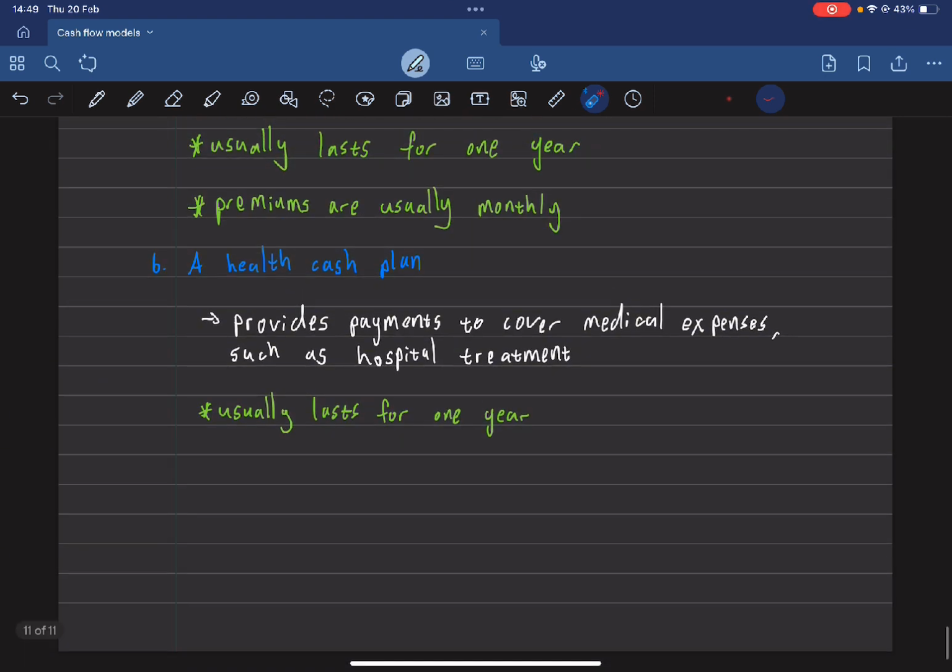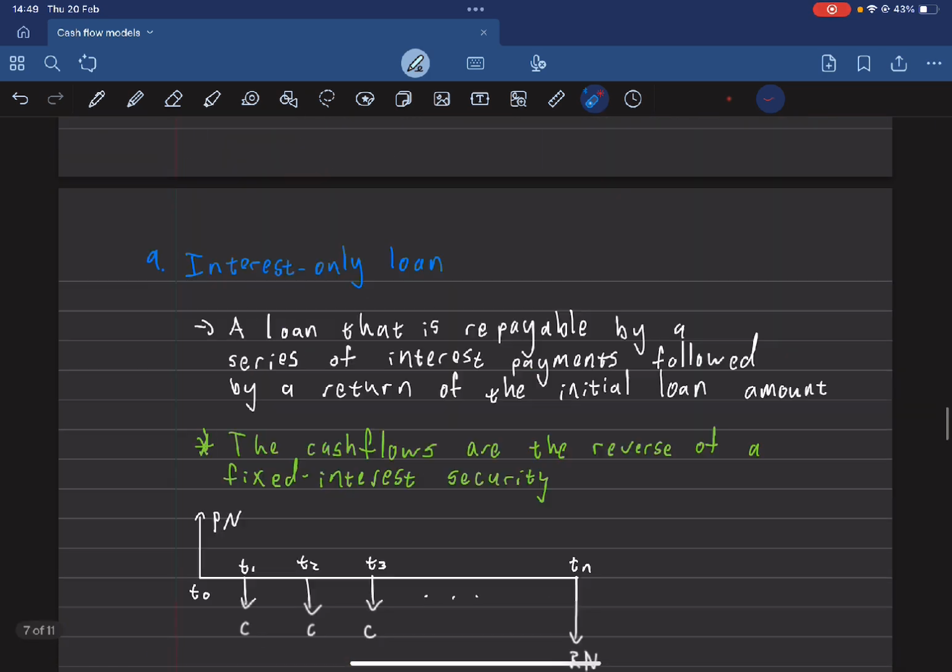Finally, we're going to look at a health cash plan. So this provides payments to cover medical expenses such as hospital treatment, and it usually lasts for 1 year. Cool, so this was a quick summary of chapter 2.